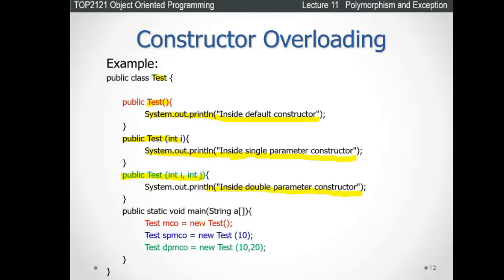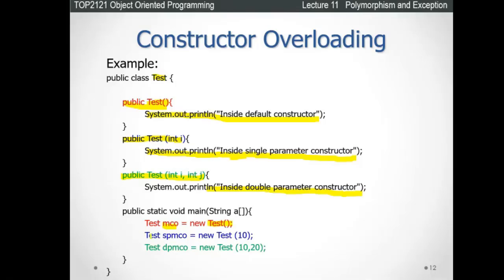So now once we create the object, remember the object will follow the actual passing parameters, right? So once you create the object, for example, test MCO, it will call the constructor. Which constructor will it call? Based on the matching of the signature. So this is without passing parameters, so it will run this constructor. So it will give the output inside default constructor.